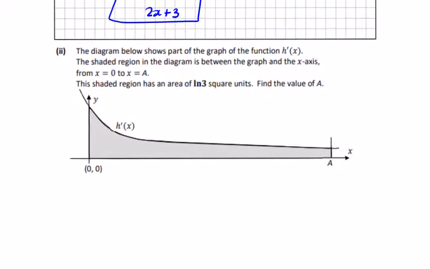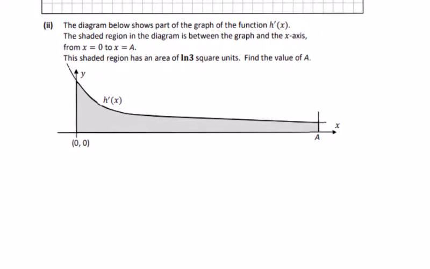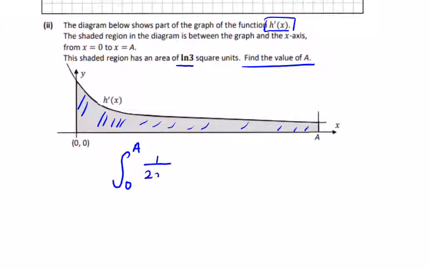And then in the next part, this diagram shows part of the graph of the function h prime x. The shaded region is between the graph and the axis from x equal to 0 to x equal to a, in here all the way along. The shaded region has natural log of 3 square units. Find the value of a. So area under a curve, we're going to get the integral from 0 to a of h prime x, which is 1 over 2x plus 3.